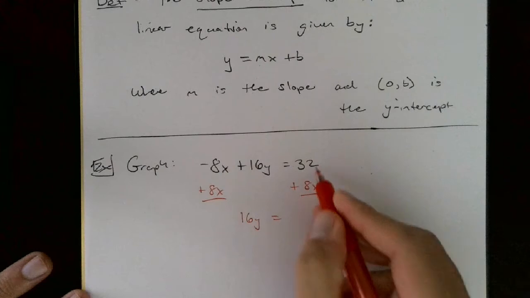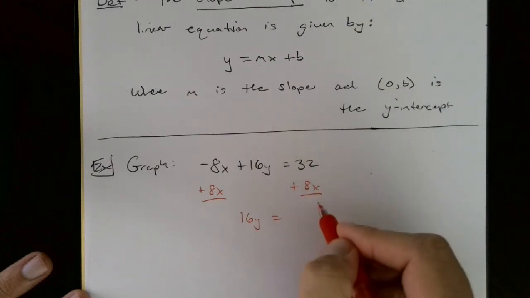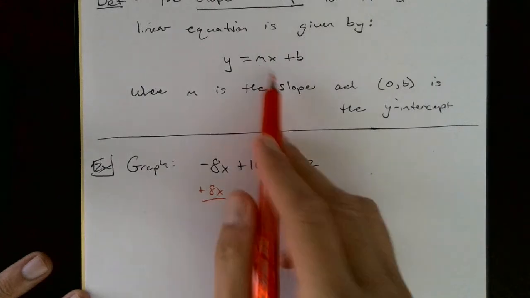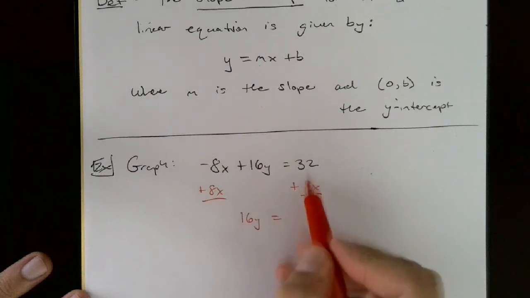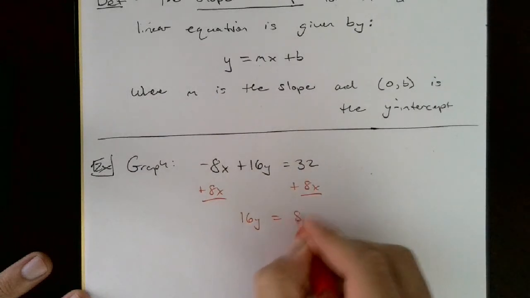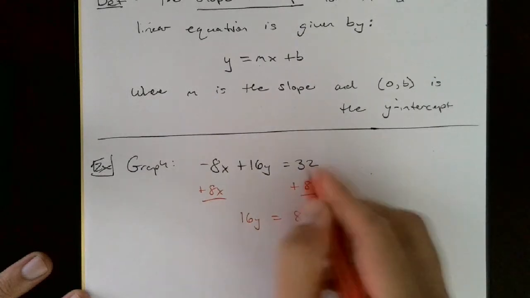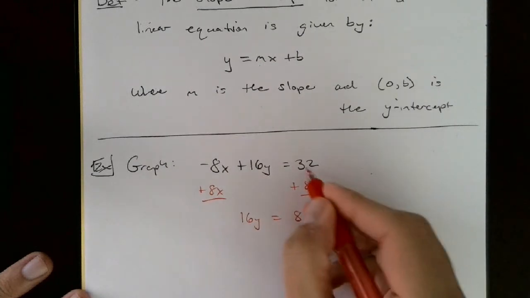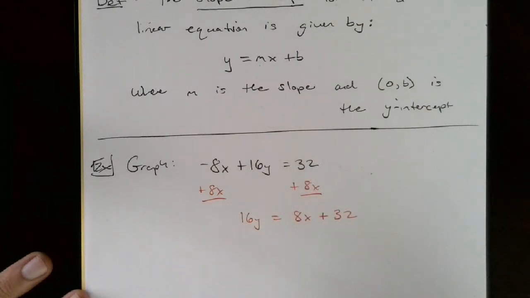Is equal to, now 32 and 8x, they're not like terms, you can't combine them. So we want to write it in the mx plus b form, so I'm going to have the x's coming first and the constant last. So this will be a positive 8x, and then it's plus because this is a positive 32. If this had been negative 32, you put minus there. Alright, so positive 8x plus 32. And you can't combine them because they're not like terms, as we mentioned.